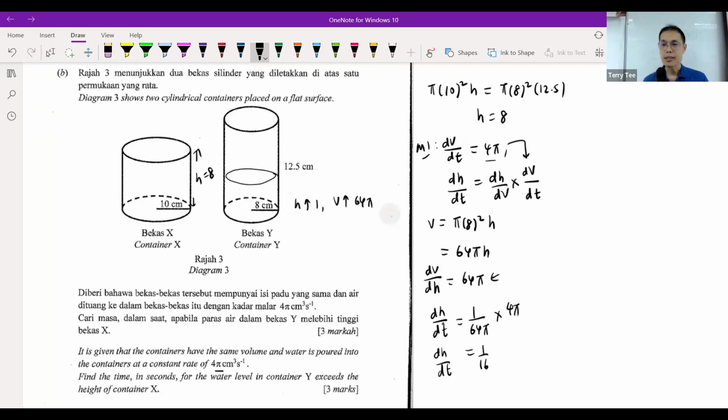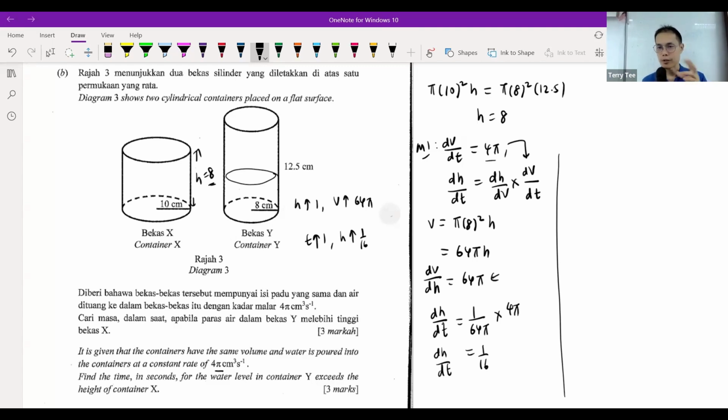That means, t is time. Time increased by 1 second, your height increased by 1 over 16. Every 1 second, the height increased by 1 over 16. So the question is, how long does it take to reach the height of 8?